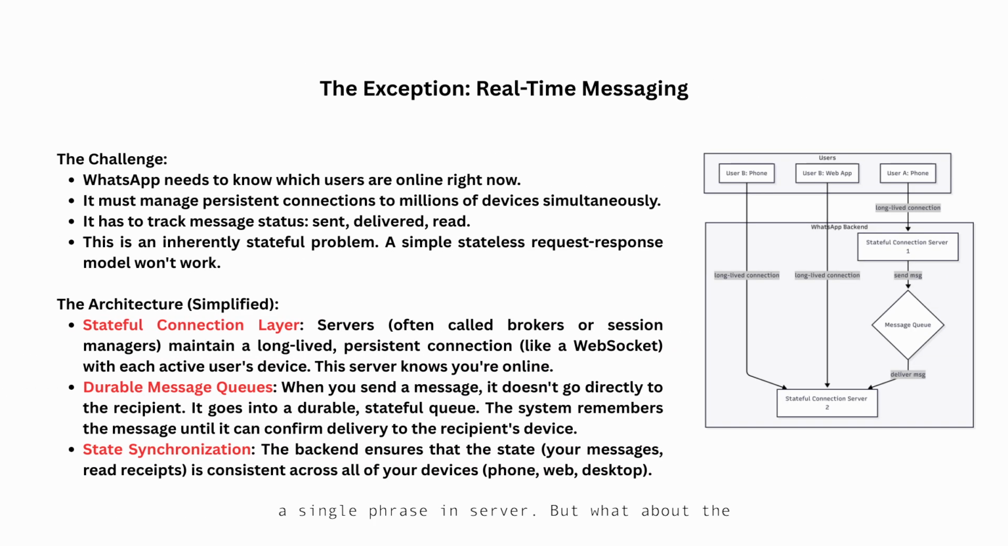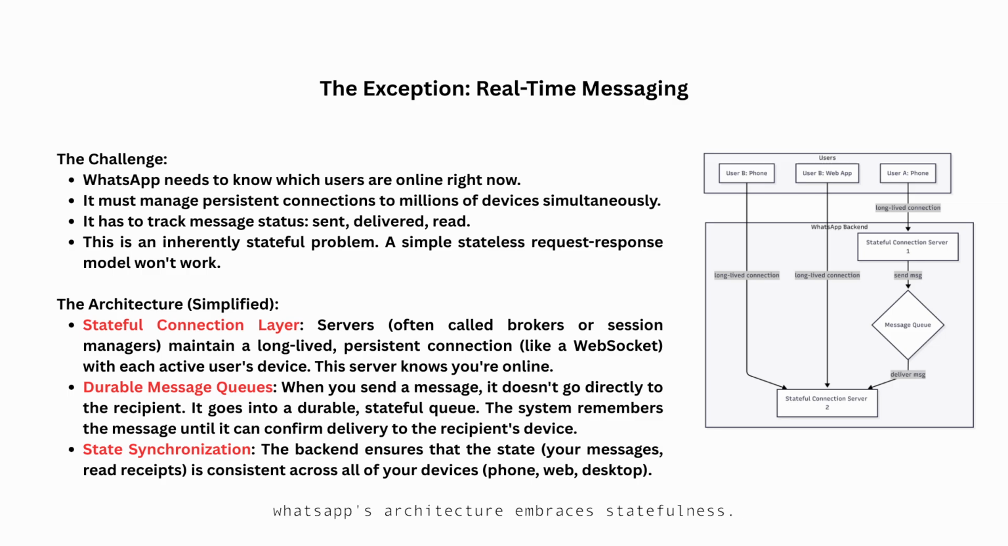But what about the cases where you can't be stateless? A perfect example is a messaging app like WhatsApp. Think about the requirements. The system needs to know in real time if you are online. It has to maintain a constant open connection to your phone to push messages to you instantly. This is the definition of a stateful interaction. Stateless APIs, where your phone asks "any new messages here for me?" every second, would be incredibly inefficient.